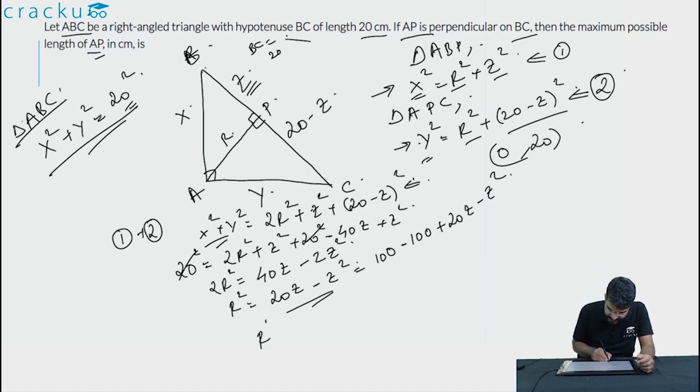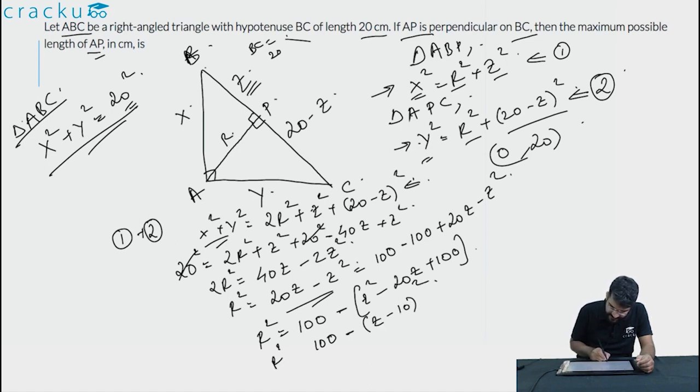So here r square is equal to 100 minus z square minus 20z plus 100. This is equal to 100 minus z minus 10 whole square. This is the value of r square. So we know that r square is equal to 100 minus a perfect square. The value of a perfect square will be at least equal to 0. So the maximum value of r square will be 100, which will happen when z is equal to 10.